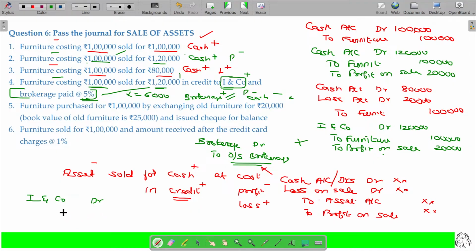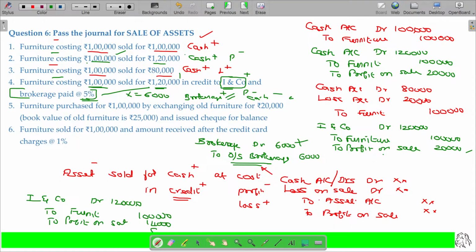Okay. I and Co account debit 1,20,000 and furniture goes out 1 lakh. Brokerage 6,000 will be there. So on sale I get 20,000 rupees profit, yet I have to pay a brokerage of 6,000 rupees. After adjusting the brokerage, I am getting only a profit of 14,000. So 14,000 to profit on sale.